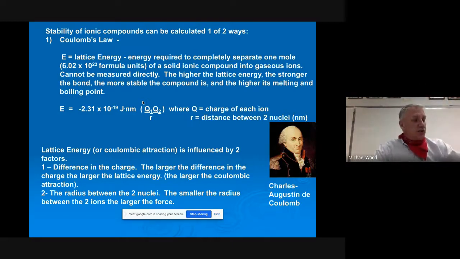Again, lattice energy, Coulombic attraction, interchangeable. Both mean the same thing. Again, I know AP loves the term Coulombic attraction.